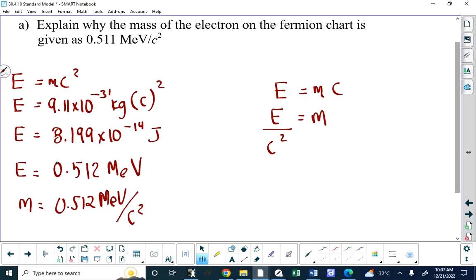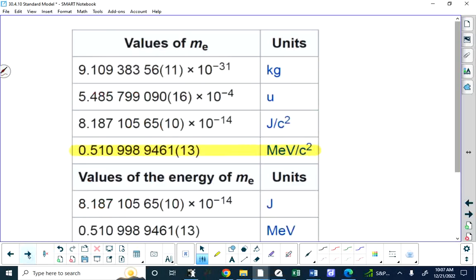Now, we do have to address the fact that on your formula sheet it's 0.511, and here we're getting 0.512. That's because the mass on your formula sheet is not the true mass of an electron. There's more decimals to it. The speed of light is not actually 3 times 10 to the 8. It has more decimals to it. The number of joules per electron volt is not exactly 1.6 times 10 to the negative 19. If you were to use all of the digits we know about these measurements, this is what you would get for the mass of an electron.